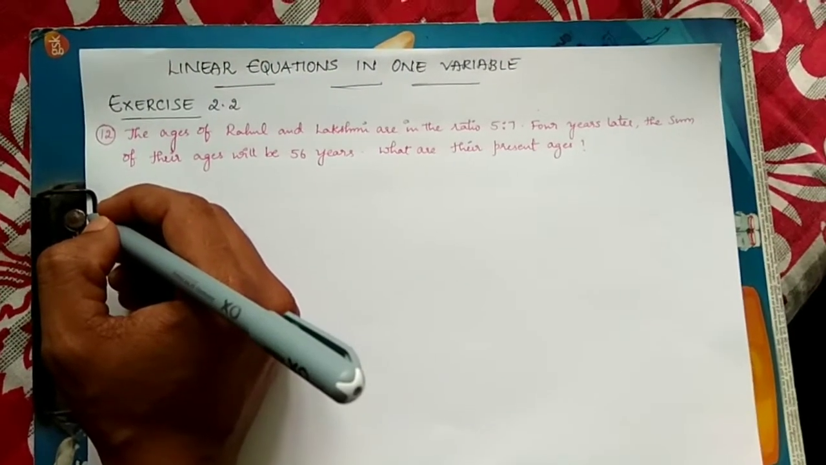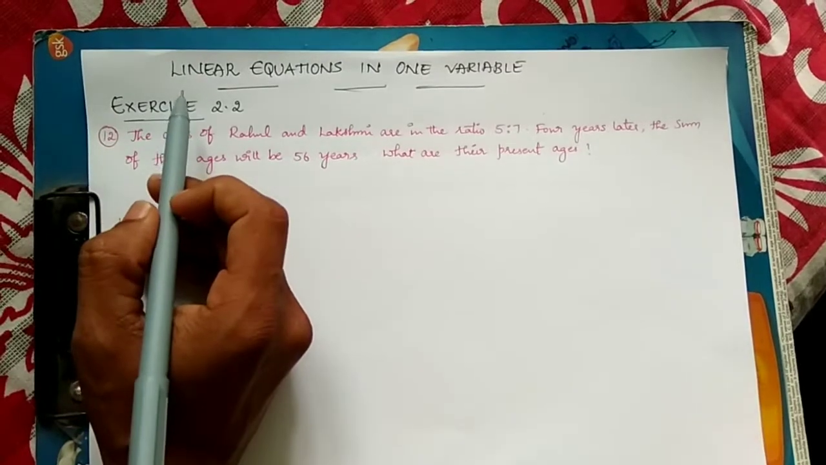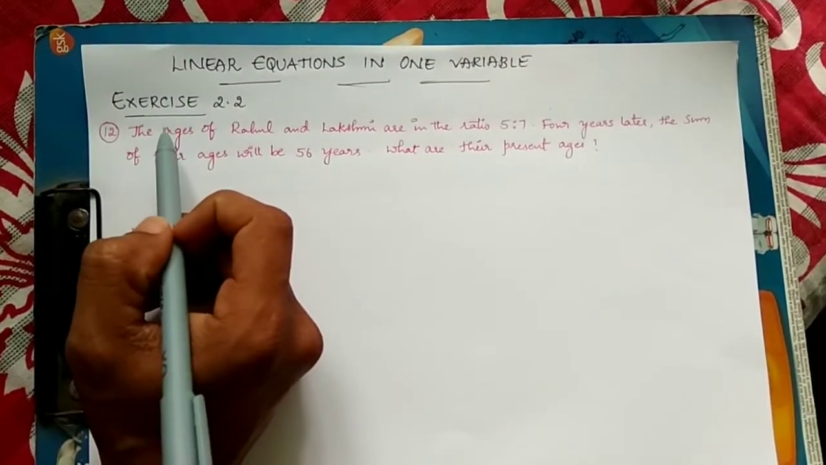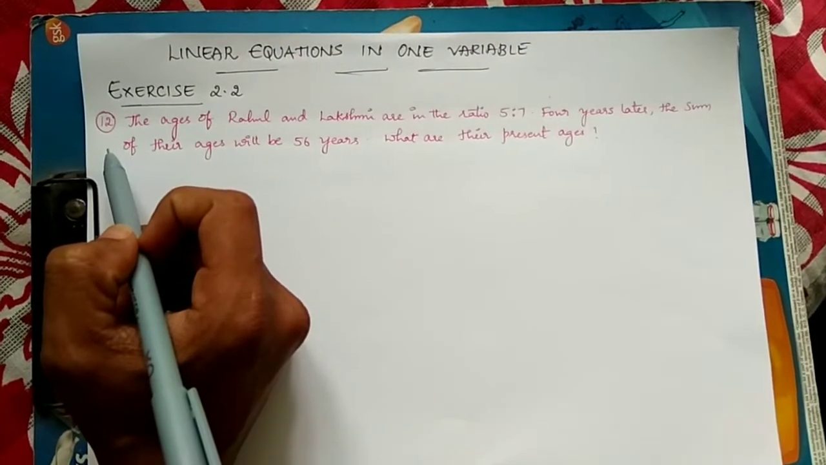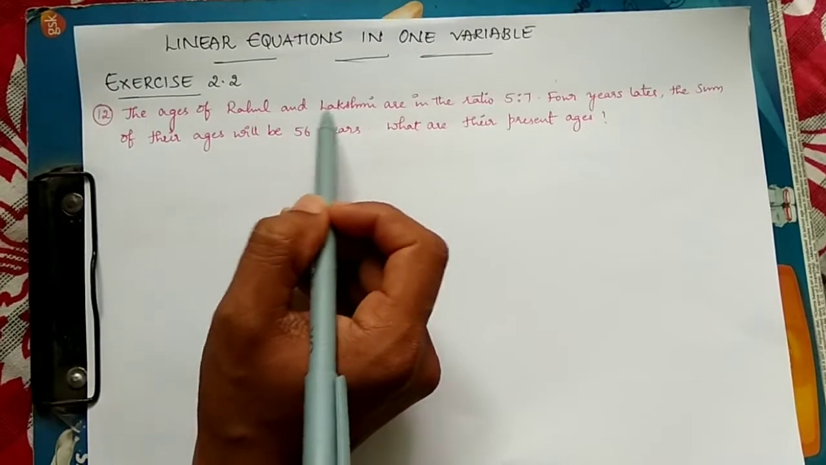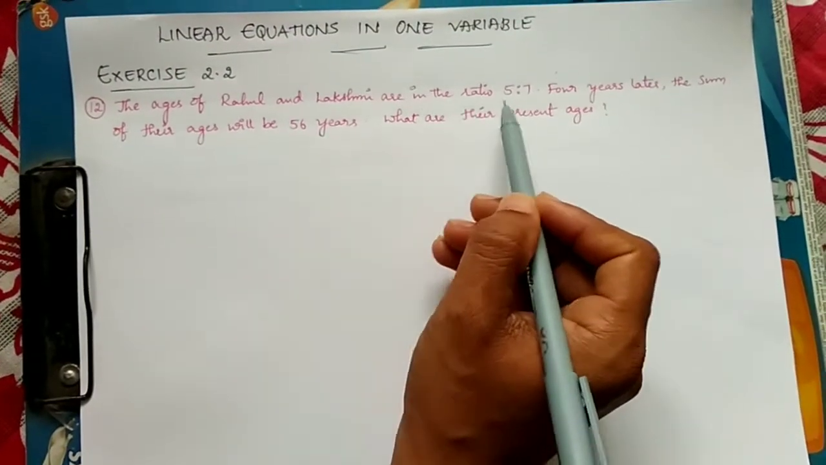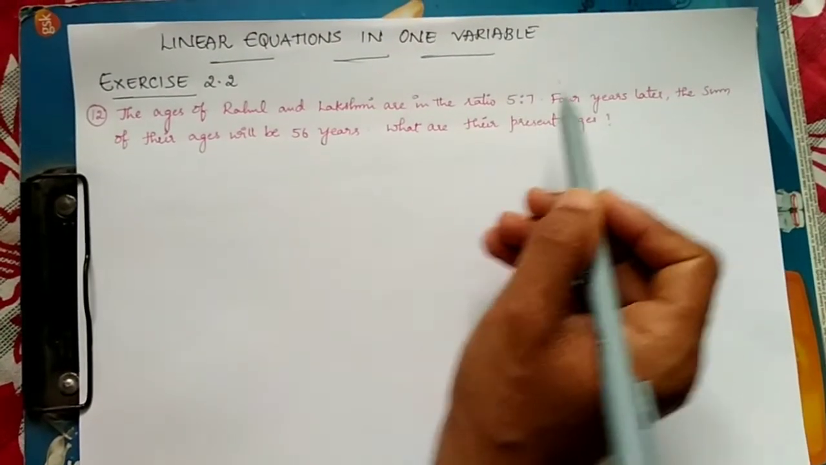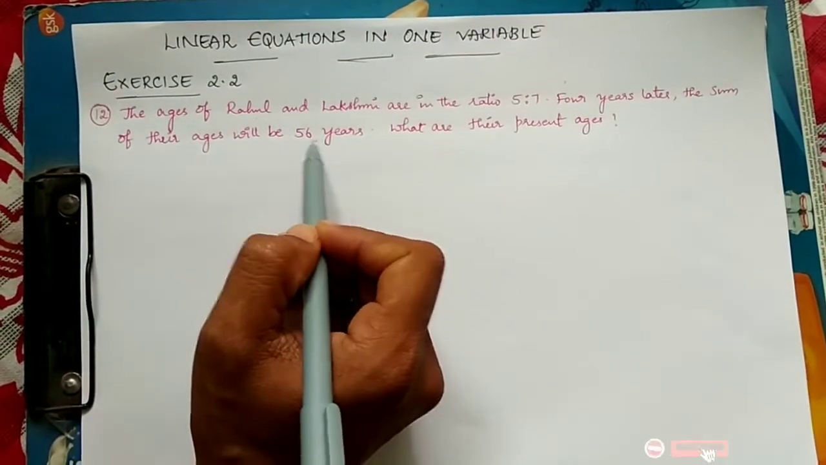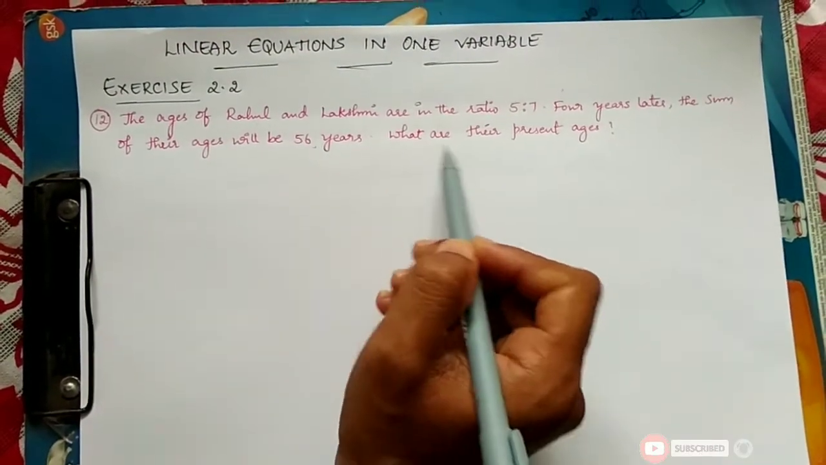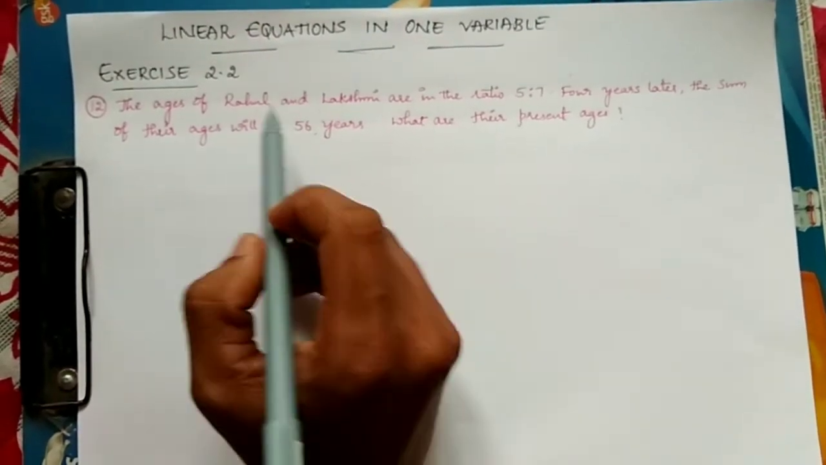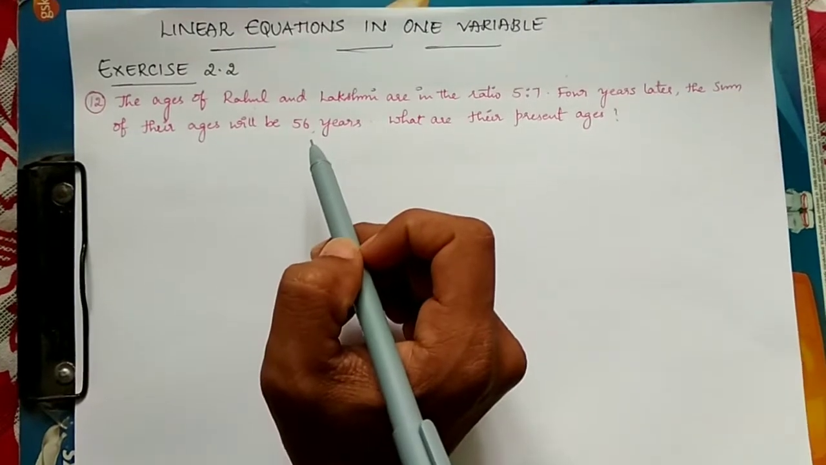Hello everyone. So today we discuss the topic linear equations in one variable, exercise 2.2, question number 12. So what is the question? The ages of Rahul and Lakshmi are in the ratio 5:7. 4 years later, the sum of their ages will be 56 years. What are their present ages? So here we have to find the present age of Rahul and Lakshmi.